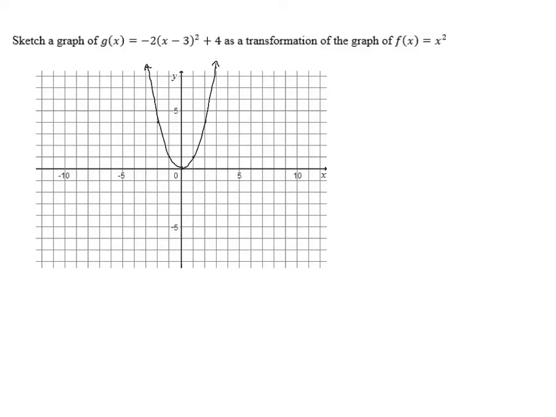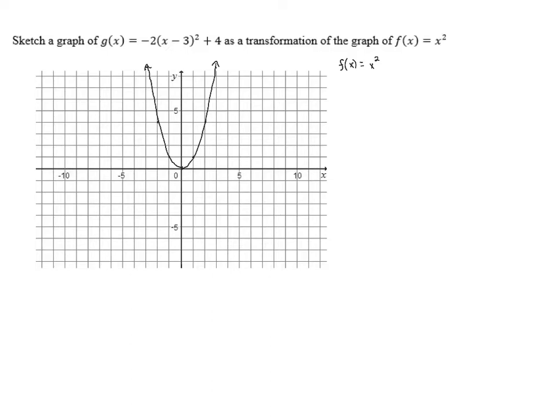Sketch a graph of g of x equals negative 2 times the quantity x minus 3 squared plus 4 as a transformation of the graph of f of x equals x squared. Here we have several different transformations that the function must undergo to become the new function. So let's look at these one at a time.